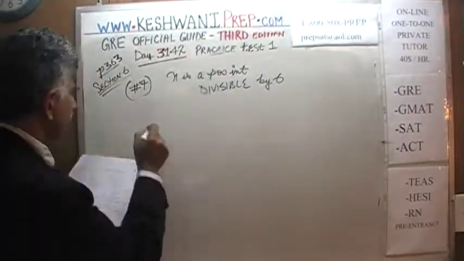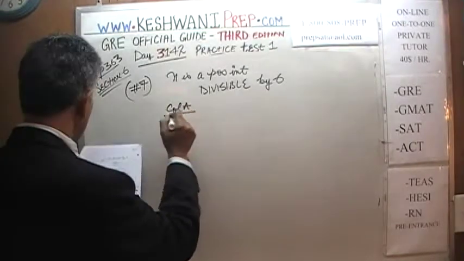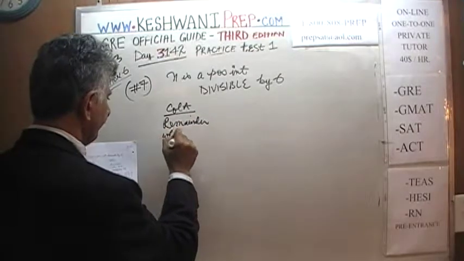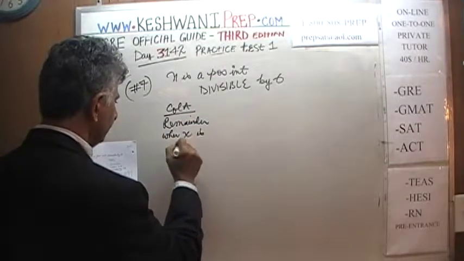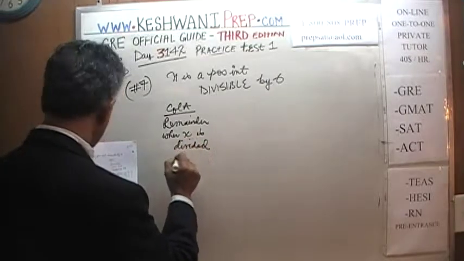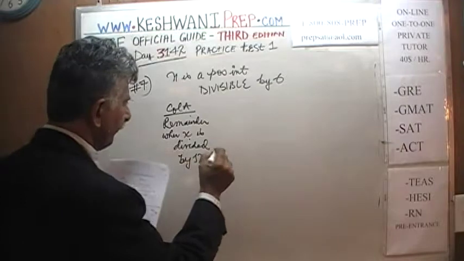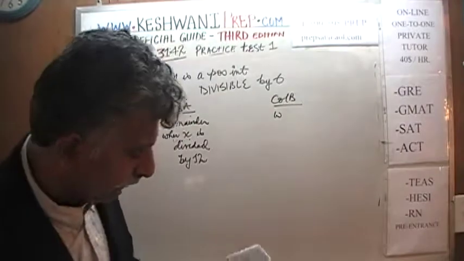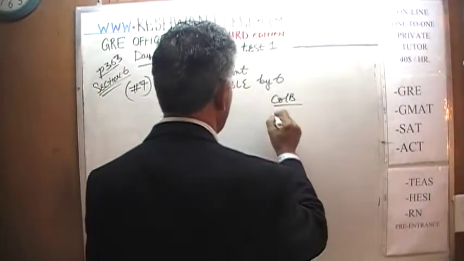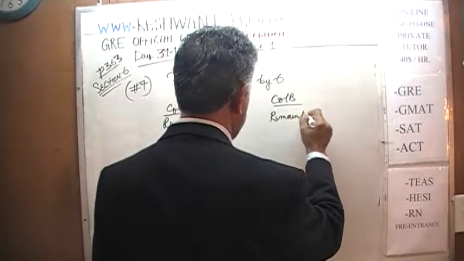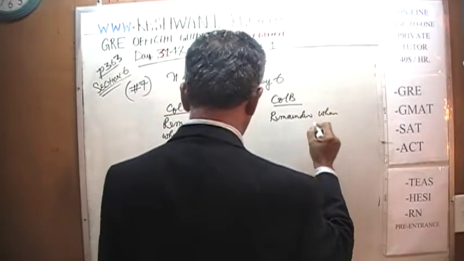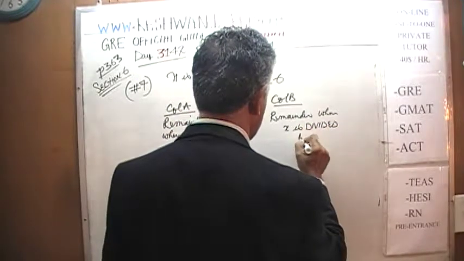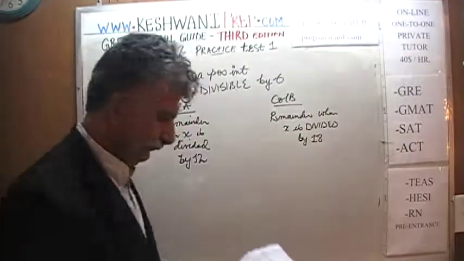You understand? Column A. We have to compare the remainder when x is divided by 12, and column B, we have to compare the remainder when x is divided by 18. So let's do that, shall we?